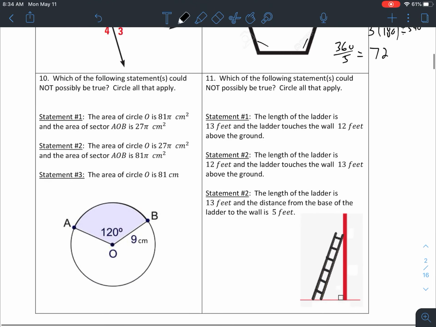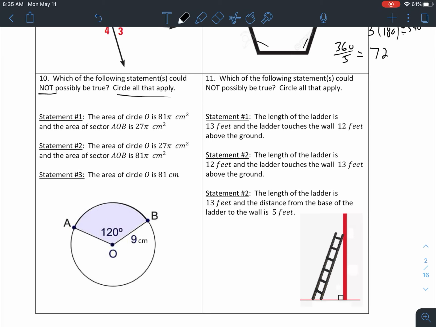Okay, these are the last two, and then we're done for the day. Now, problem 10, same thing: which one's not possibly true, and circle all that apply.